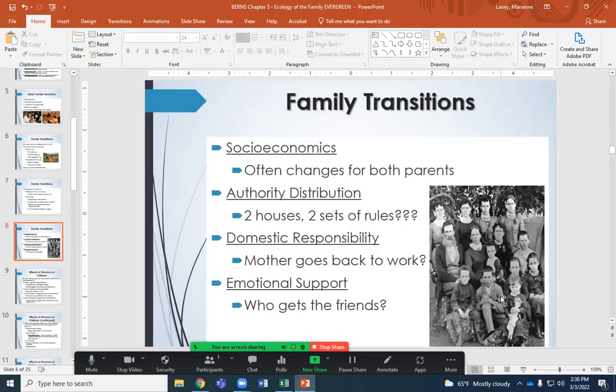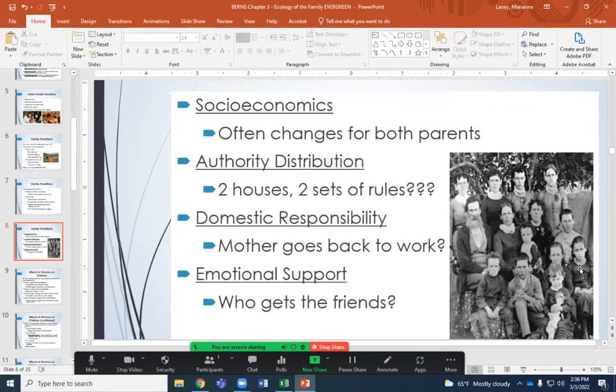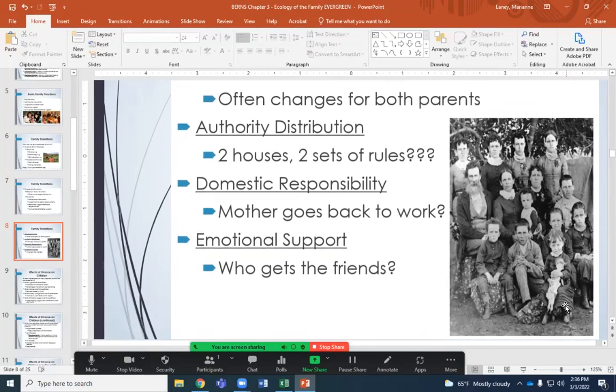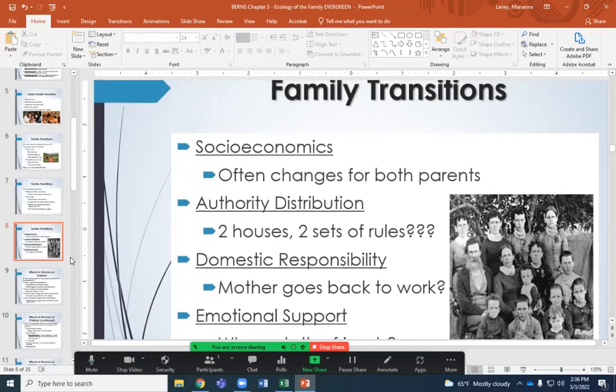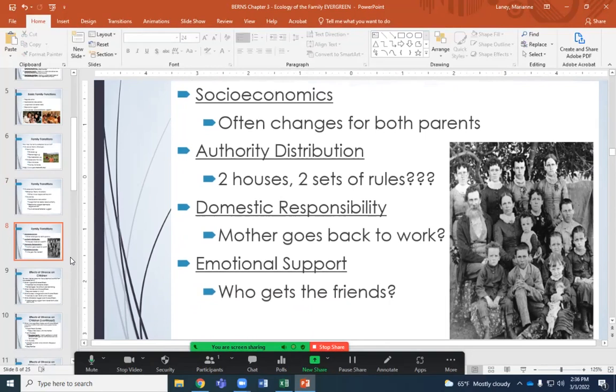Now I'm going to make this big because I love this picture. I picked this picture on purpose because this is how it was in the old days, right? And so again, the transition, we talk about the finances changing for both parents, right? I could tell you right now, with rent and mortgages in this part of the country, it's crazy. There's a lot to consider. Two sets of houses, two sets of rules. Again, what if there are step siblings, half siblings.